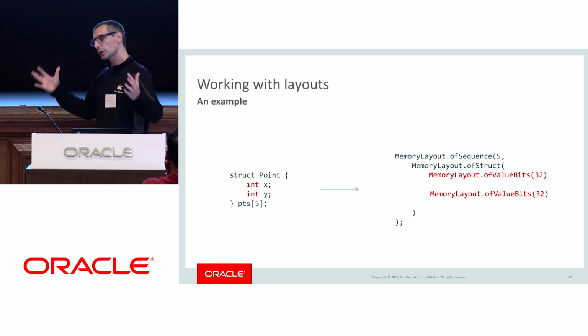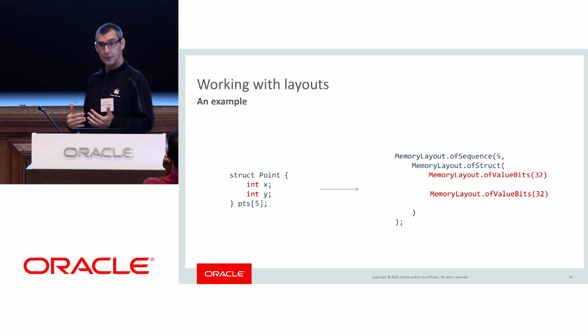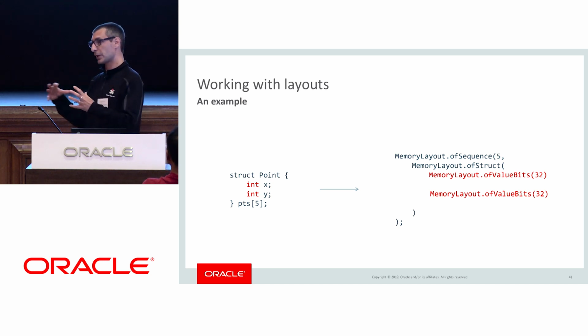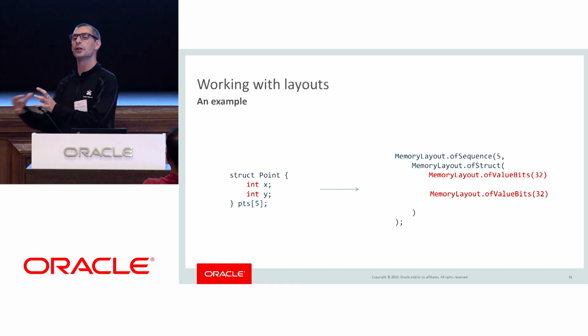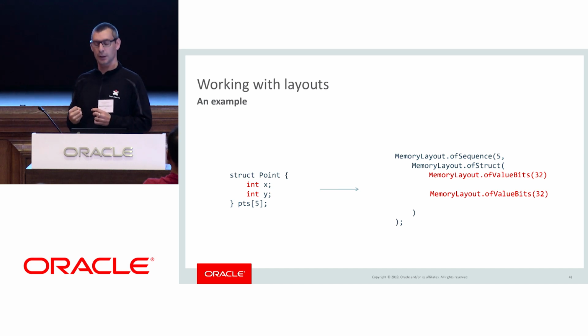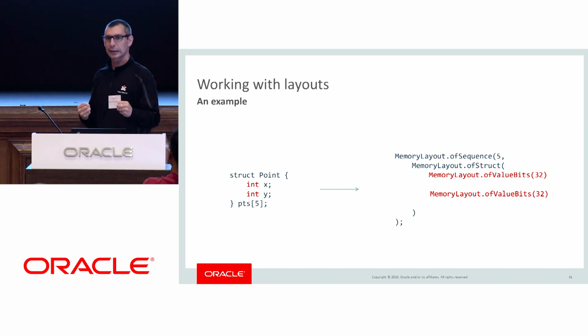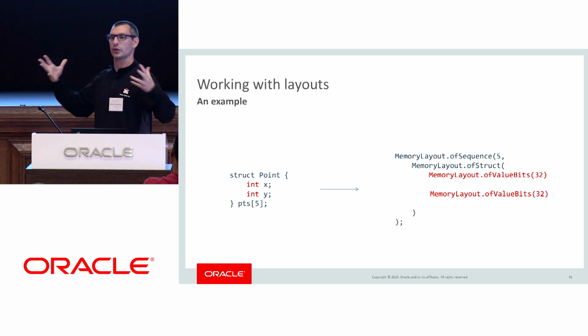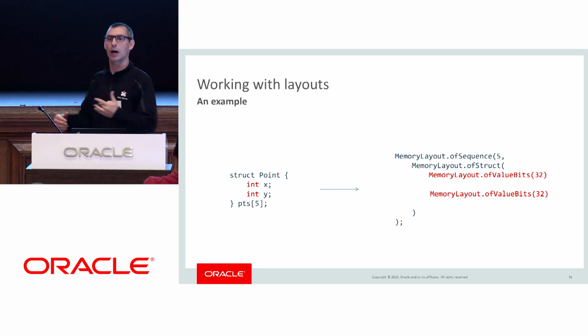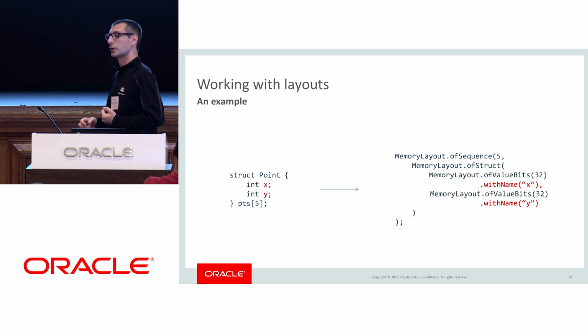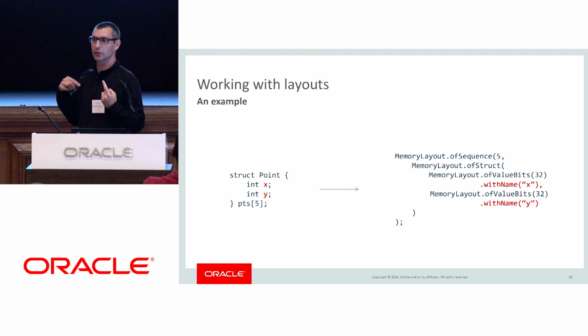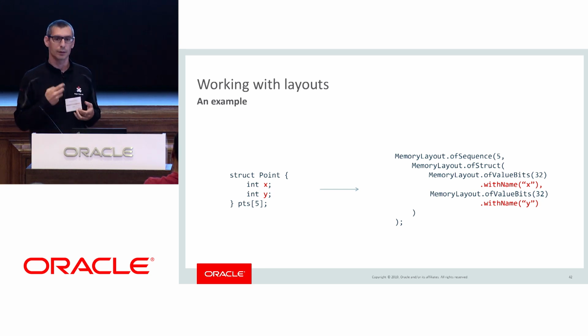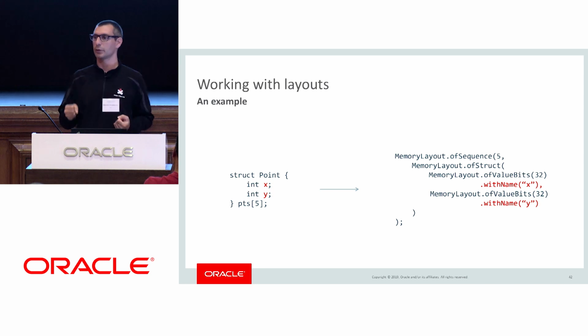So in the layout terminology, value layouts are leaves. So they are basically where the things that you want to access with your variables are. Sequence layouts and struct layouts are called group layouts. They are essentially derived layouts. They aggregate some other nested layout inside. And you can also attach names to the coordinates for a reason that will become clearer later, but we want to have a way to refer to this stuff.